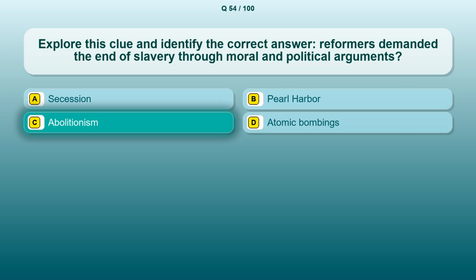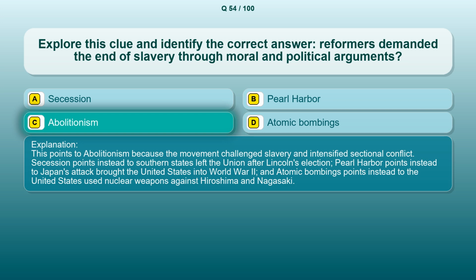The correct answer is option C, abolitionism. This points to abolitionism because the movement challenged slavery and intensified sectional conflict. Secession points instead to southern states left the Union after Lincoln's election. Pearl Harbor points instead to Japan's attack brought the United States into World War II, and atomic bombings points instead to the United States used nuclear weapons against Hiroshima and Nagasaki.